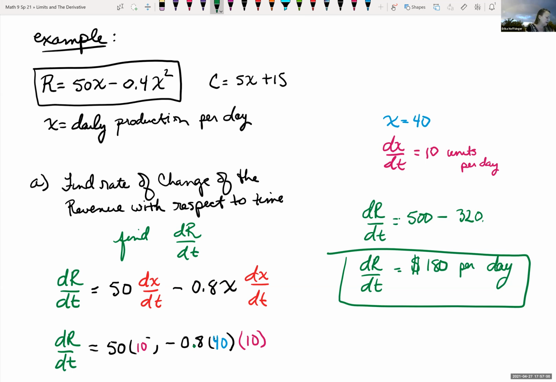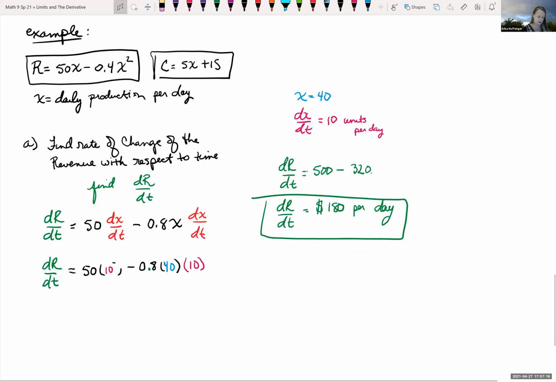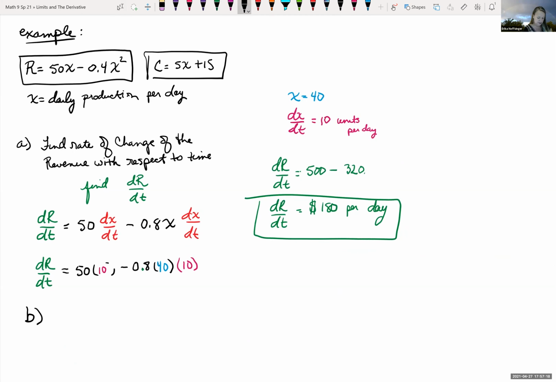Part B wants to find the rate of change of the cost with respect to time. So same sort of thing that we just did, but this time we're looking at our cost function instead. So part B, find the rate of change of the cost.